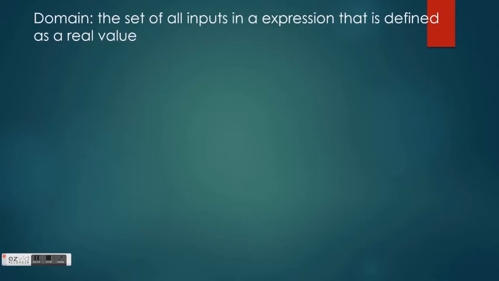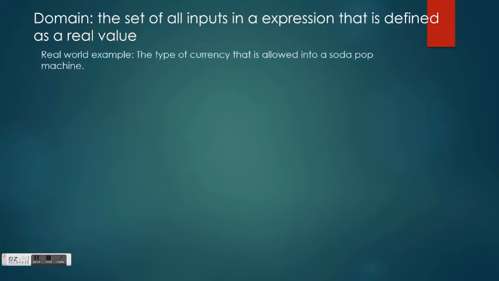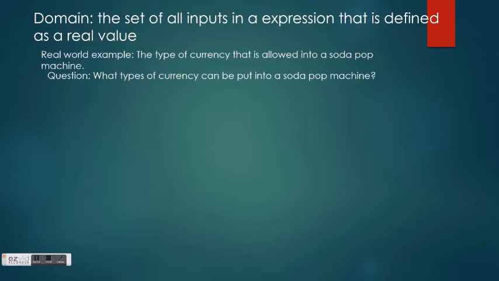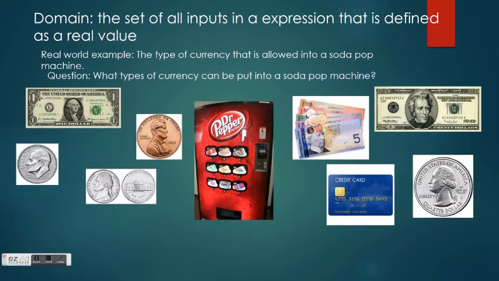First, the definition. A domain of a function is a set of all inputs in an expression that is defined as a real value. If we think in the real world sense, we can look at the type of currency that's allowed at a soda pop machine. Now, not every single piece of currency can work, so let's ask ourselves, what types of currency can we put into a pop machine? Here we have a bunch of different currencies and of course a pop machine, and we can look to say, alright, well, which ones actually will work?